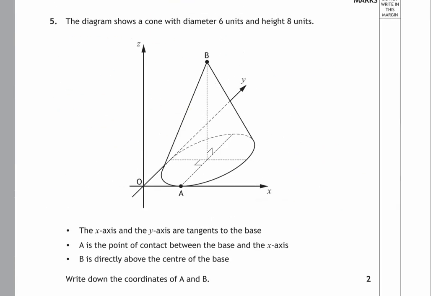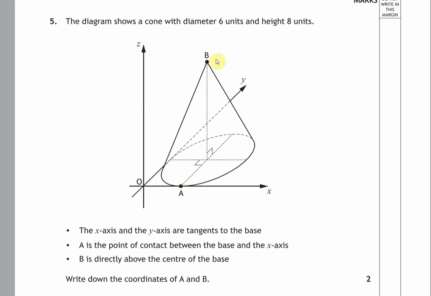Now, question number 5 gives us a diagram of a cone, and it tells us that the diameter of the cone is 6 units with a height of 8 units. The x-axis and the y-axis are tangents to the base, and A is the point of contact between the base and the x-axis, so that's this point here, and B is directly above the centre of the base. We need to write down the coordinates of both A and B.